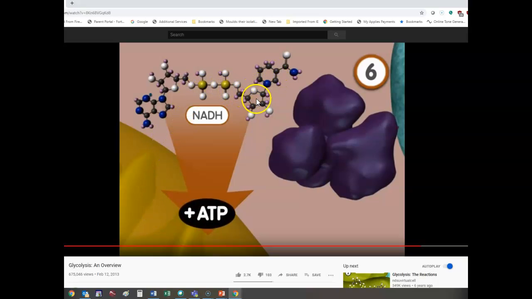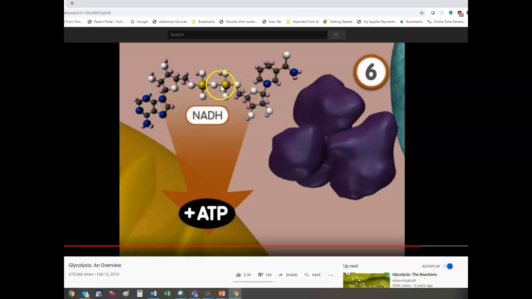I just wanted to highlight this in case you didn't recognize it right here. This is NADH, nicotinamide adenine dinucleotide. The D is for dinucleotide.